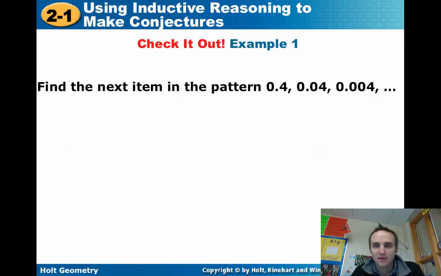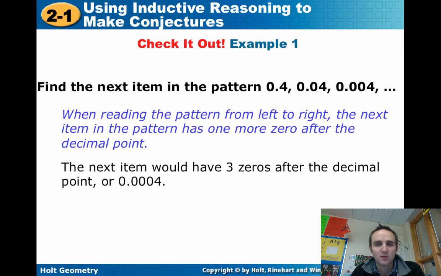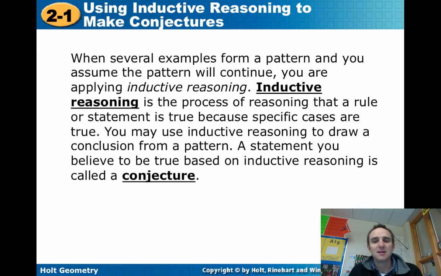Here, what's our pattern? Oh, we don't have to get technical about it. We're just adding another 0 on the inside after the decimal each time. So we're getting one more 0. So the whole point behind this is what you do, how you're solving those patterns. That is called inductive reasoning. When we are looking at specific examples, we're looking at the pattern that they form and assuming that the pattern is going to continue. That is inductive reasoning.